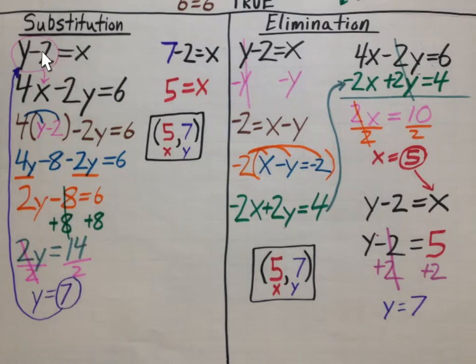Well, I notice the top is easier. So I'm going to take that 7 and just stick it right there for the top equation. It doesn't matter. You could choose this equation. I just think it's a lot harder. So choose the easier one.